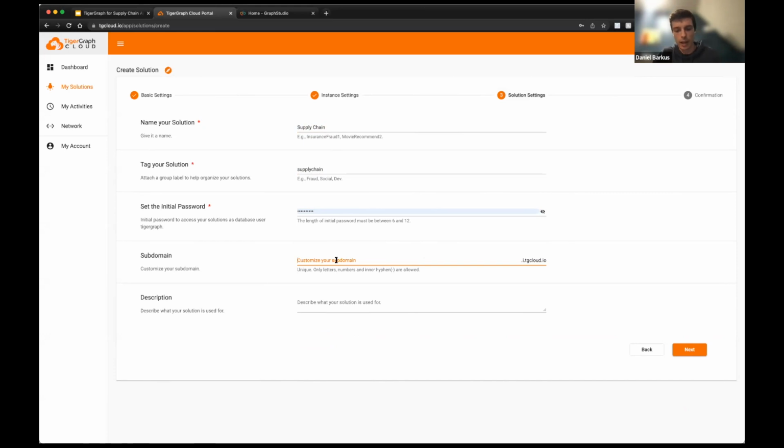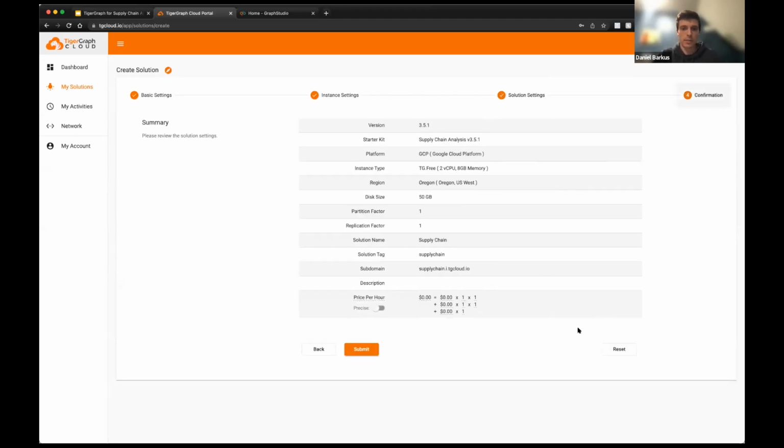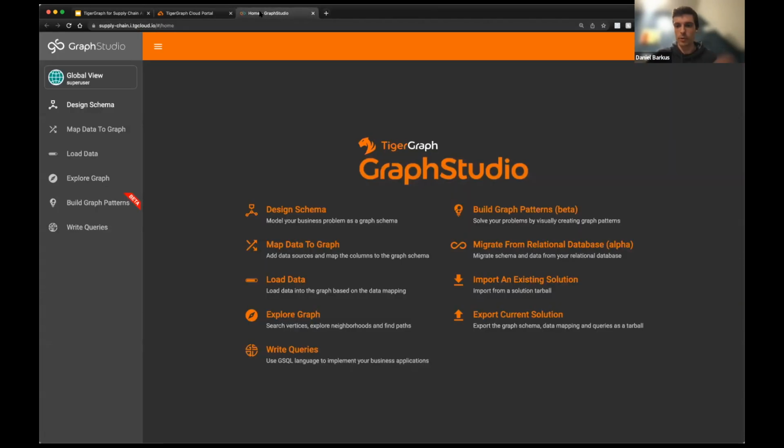And then you'll want to give it a subdomain. This is just where you'll be accessing your solution. So we'll call this one supply chain. Then you would go ahead and hit next, and you'll get a nice little summary, and you would click submit. And then it would start spinning up your solution. Within about 2 or 3 minutes, you'll be able to access your solution. I'm not going to do that because I already have one running.